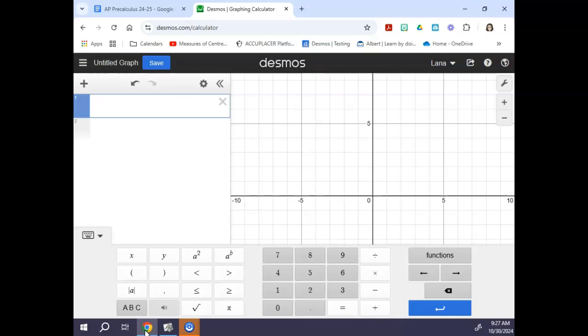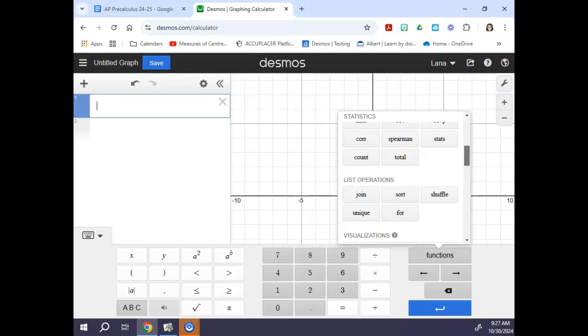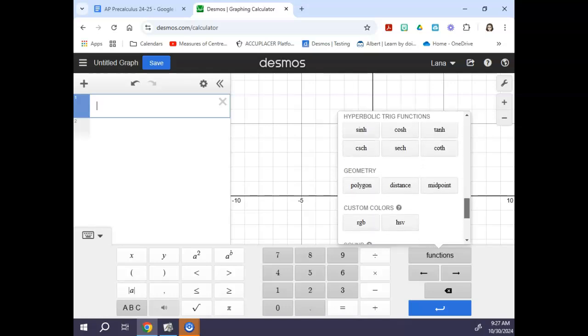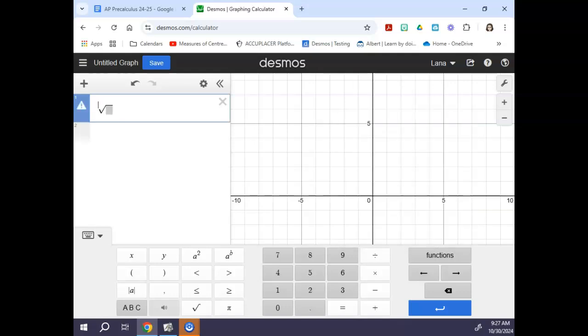I'm going to click on functions. I've seen this menu before where I can jump to other things across the top, but then this looks different, so I don't know if they've all been updated or what. But if I scroll all the way down, then I have this nth root here under number theory. So I click on the nth root, and then it's flashing up there where that 3 needs to be for a 3rd root. And then I have my -64, and my answer is -4.